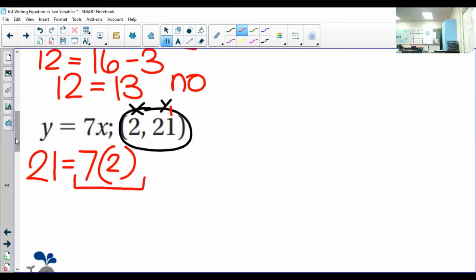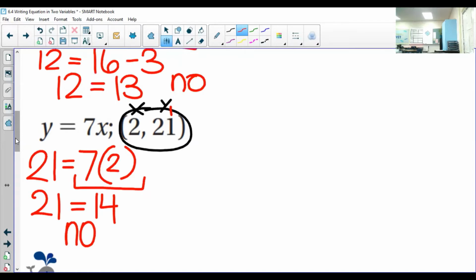What is 7 times 2? 14. So I have 14, bring down my equals 21. Does 21 equal 14? No, it does not. So we're going to leave it just like that and write no.